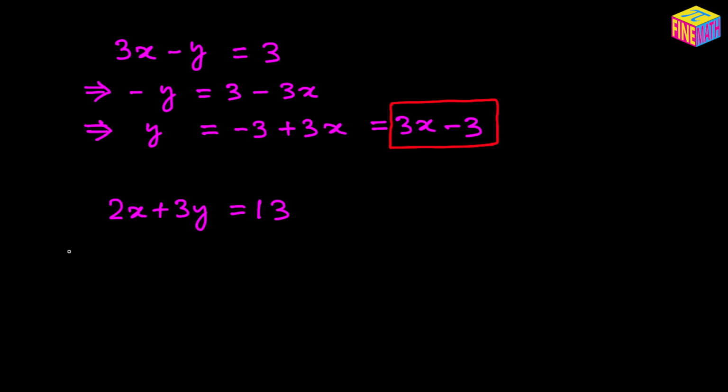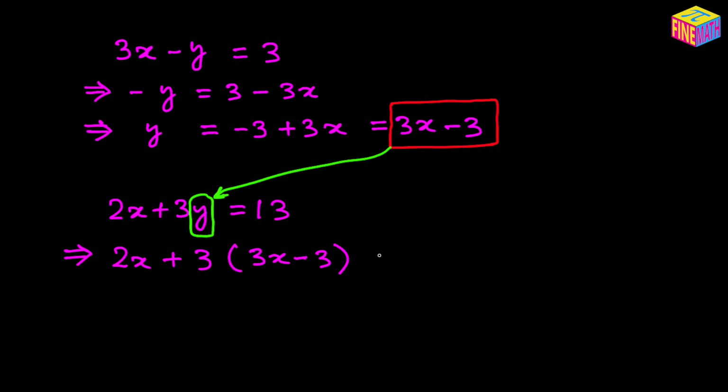So the first equation is 2x plus 3y is equal to 13. And here what we are going to do is replace the value of y in place of y here, right? So wherever you see this y right here, this will now be replaced with this value. So we are going to use that value of y. So we can say that 2x plus 3 times that value of y, which is 3x minus 3, is equal to 13. And let's say this is our new equation number 4.